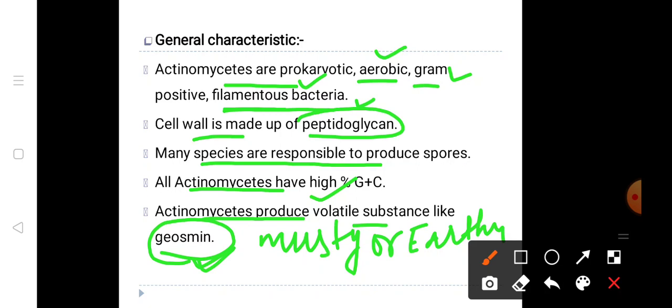And if we cultivate actinomycetes, the colonies produced in the medium are very difficult to pick up with a needle or nichrome wire.